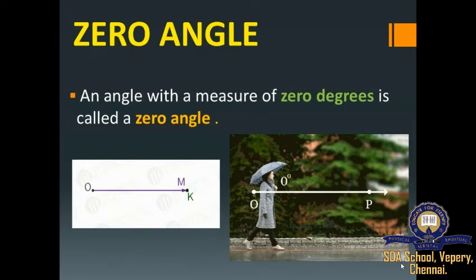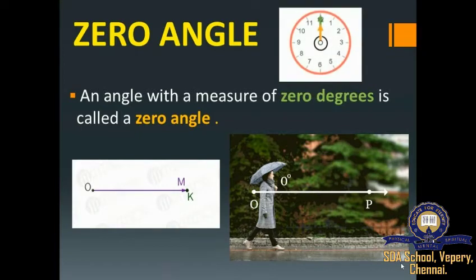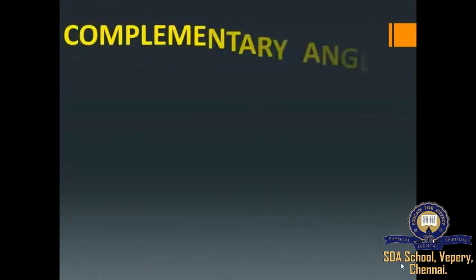Understood, students? Now look at this wall clock. Here the minute and the hour hand make a zero angle at 12 o'clock. Both the minute and the hour hand coincide, so it is said to be a zero angle. Now we'll move on to complementary angles.